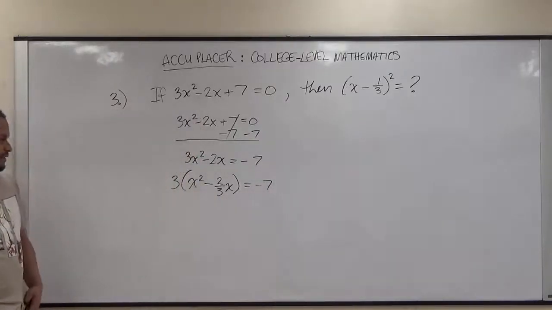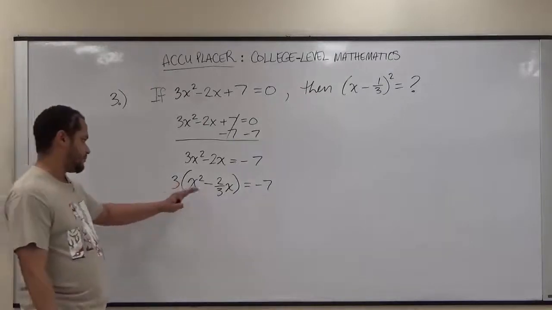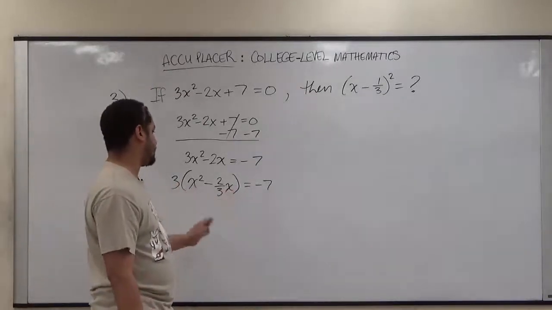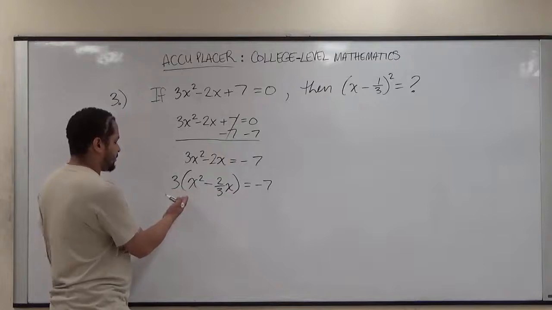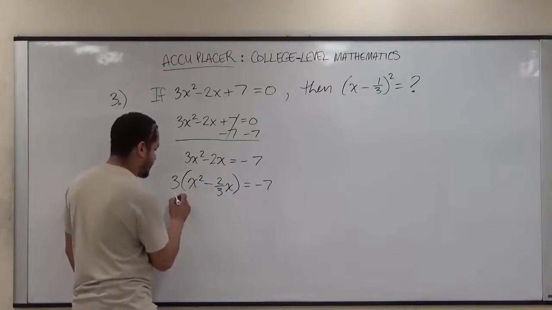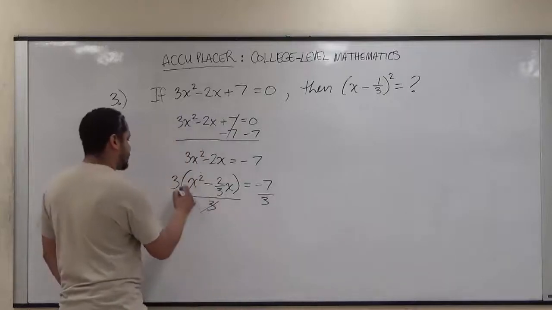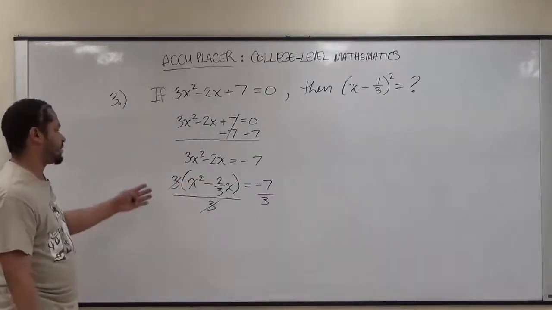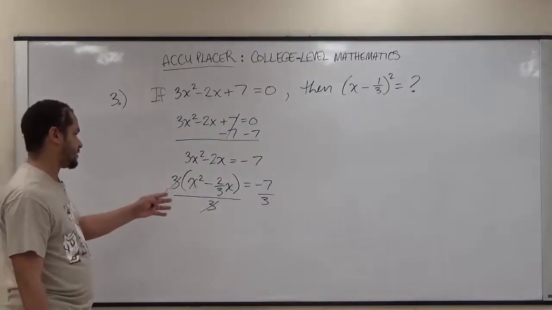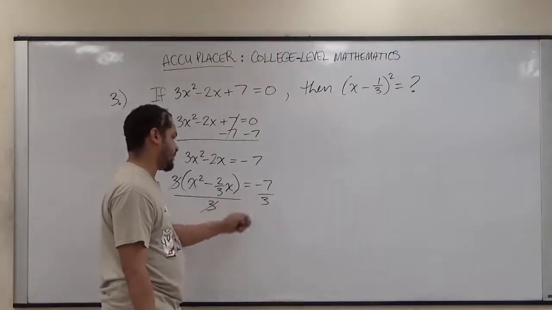And so the next step then is to get rid of this 3. I just need the x squared term to have a coefficient of 1. So I'm going to divide both sides by 3 here. These 3's are going to reduce to 1, and I'm going to be left with x squared minus 2/3 of x equivalent to negative 7 over 3.